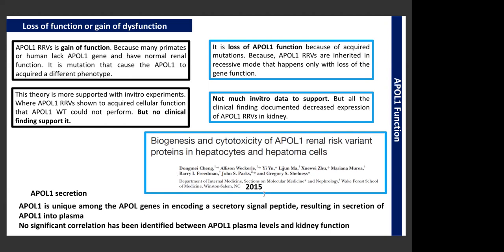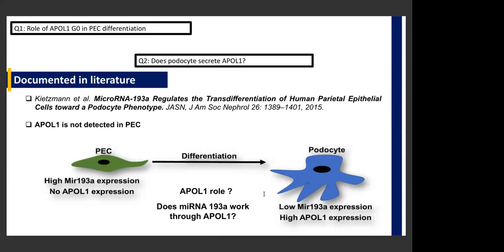But in 2015, it was the first time that the role of the APOL1 wild type protein was defined, that it contains an autophagy controlling domain in its protein structure, and that is the basic function of this protein. After that, other people started working on wild type APOL1. So here I am going to discuss two roles of APOL1: its role in parietal epithelial differentiation, and the other question, whether podocytes secrete APOL1 or not, because it is still not defined in the literature.